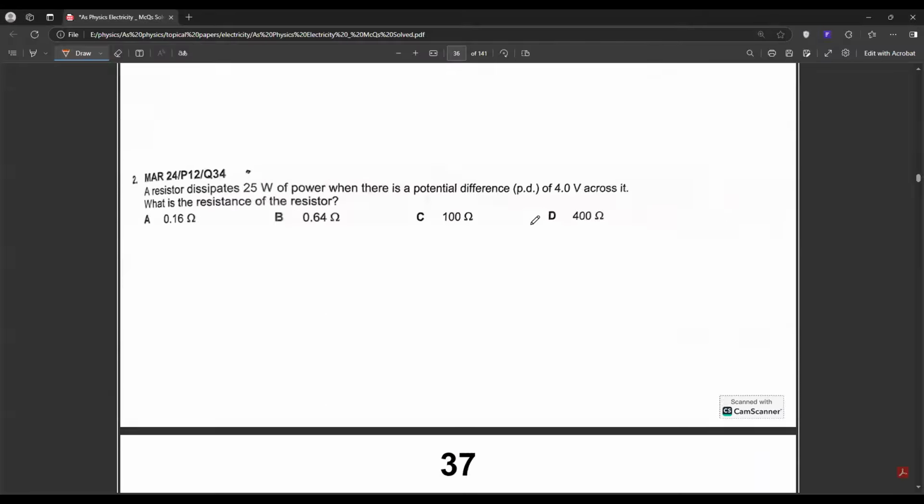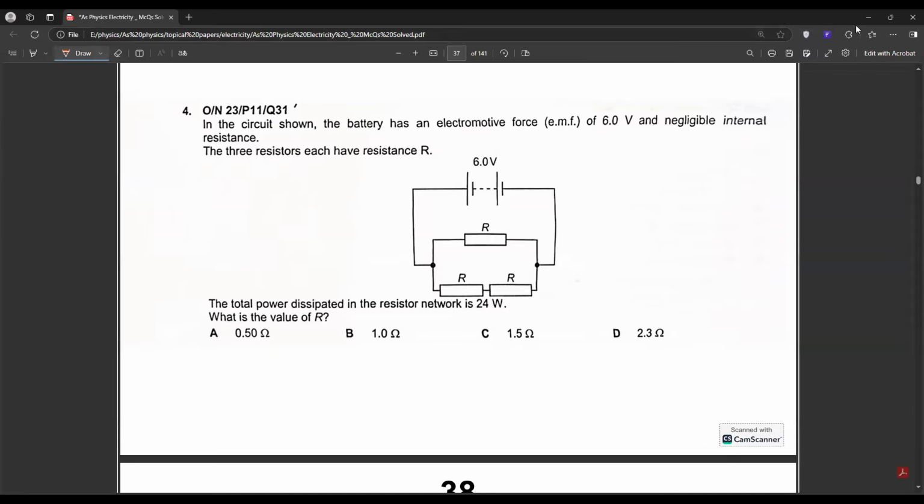Let's further move ahead. Okay, let's see this question. In the circuit shown, the battery has an electromotive force of 6 volts and negligible internal resistance. 3 resistors each have resistance R. The total power dissipated in the resistor network is this. What is the value of R?